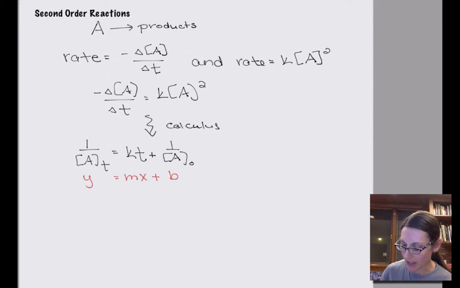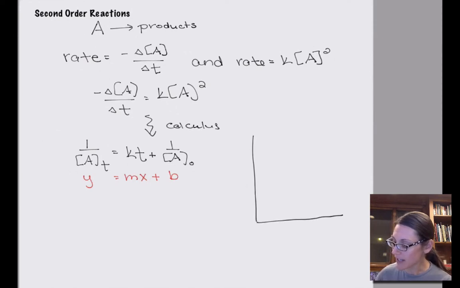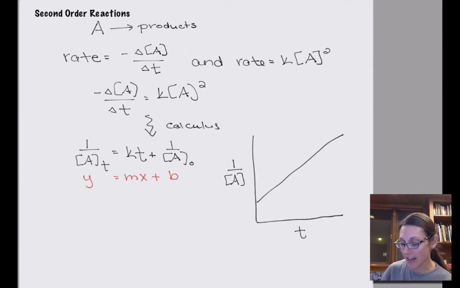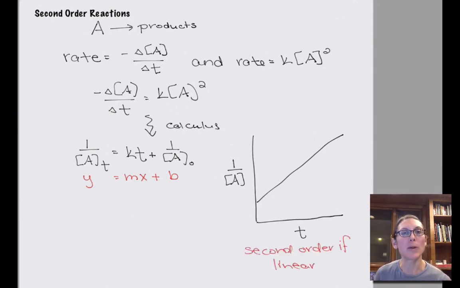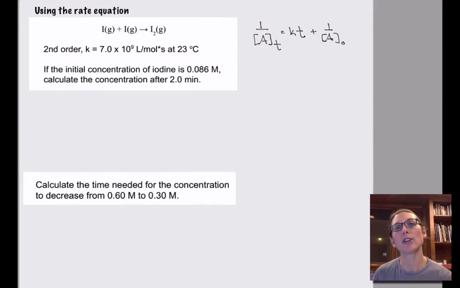With this in mind, if we were to graph this data, finding that the plot of 1 over the concentration of A with respect to time is a straight line, that is going to give us evidence that we have a second order reaction. And just like we did before, once we know that we have a second order equation, we can solve a variety of problems using this rate equation. So let's take a look at two problems that we can solve using this integrated rate equation.